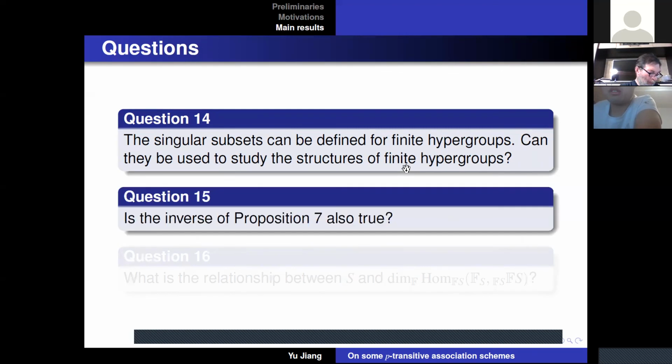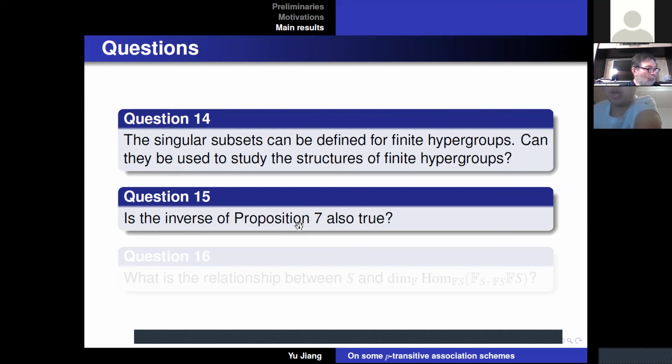Another question: is the inverse of proposition 7 also true? We know that if S is a p-transitive scheme, then S is generated by the union of S_P prime and the thin residual, but we don't know whether or not the inverse is also true. According to some examples, there are a lot of examples to show that the inverse is true, but so far we don't know how to prove it.